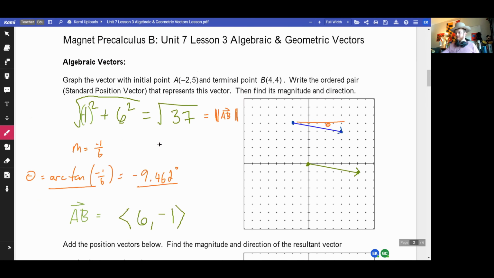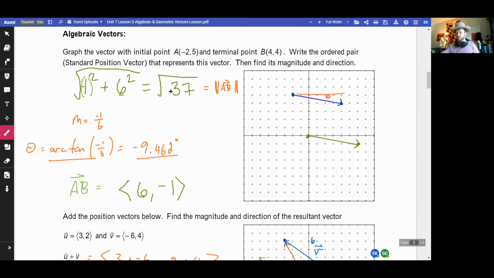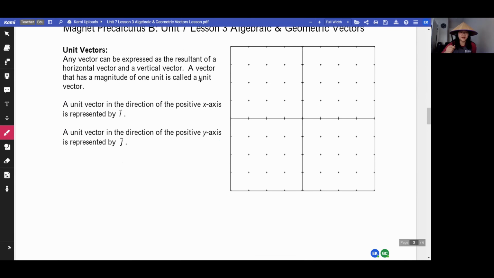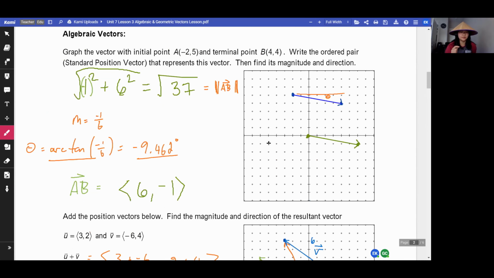Let's see. We had a magnitude a while ago, root 37. That is not a unit vector. Root 37 is bigger than a unit vector. But if we divide that vector by root 37, like multiply it by 1 over root 37, then would we make it into a unit vector? Yeah, we're scaling.